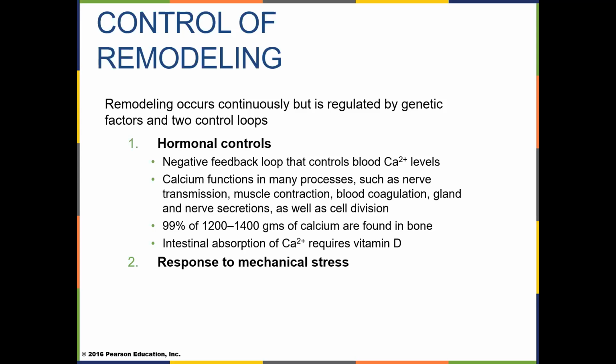Muscle contractions, nerve impulses, coagulation of our blood when we bleed. Got to have calcium for that. We use calcium when an egg cell is fertilized by a sperm cell.